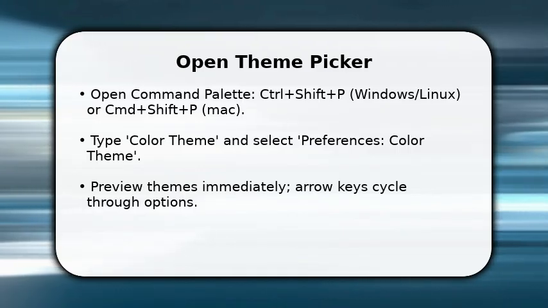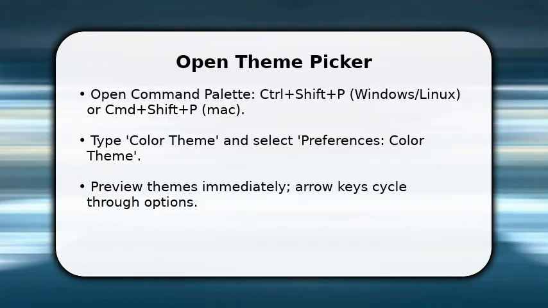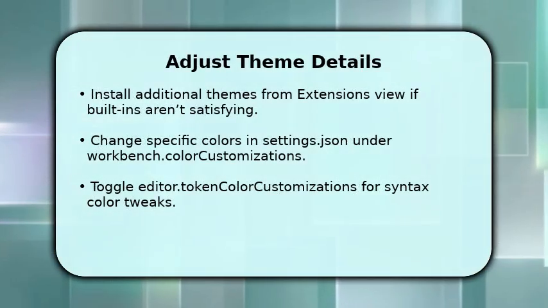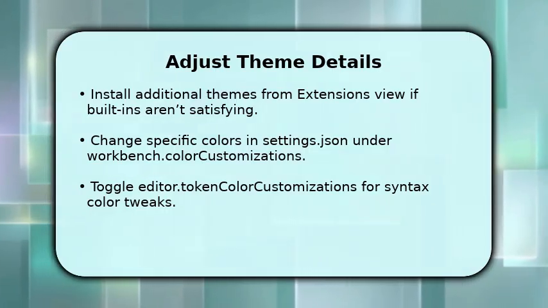Once you find a dark theme you like, press Enter to set it. Make sure to test both editor and workbench contrast for readability before moving on. Once a base dark theme is active, you can refine details to suit your eyes. If built-in themes aren't satisfying, open extensions and install a curated dark theme, then reopen the color theme picker.